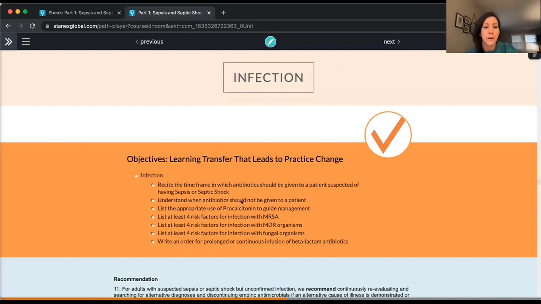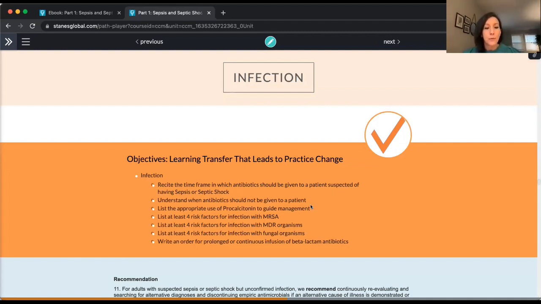Understand when antibiotics should not be given. List the appropriate use of procalcitonin to guide management. Someone already mentioned procalcitonin earlier. List at least 4 risk factors for infection for MRSA. MRSA is methicillin-resistant Staph aureus.